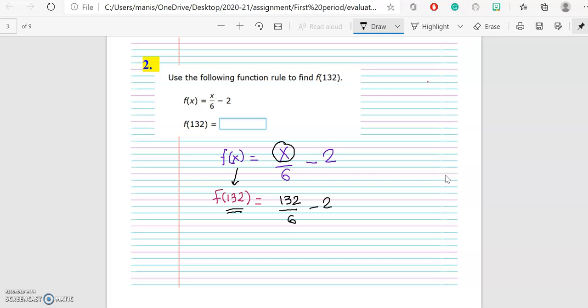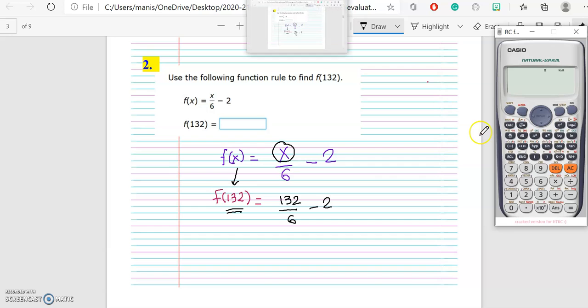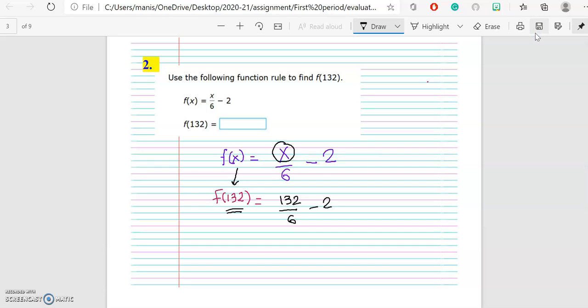Now at this point, what you can do is type this value in your calculator. So this is my 132 divided by 6. Make sure you come to the right side, minus sign 2. It should look exactly like this, and when you press your equal sign, your answer is 120. Or f of 132 is 120.